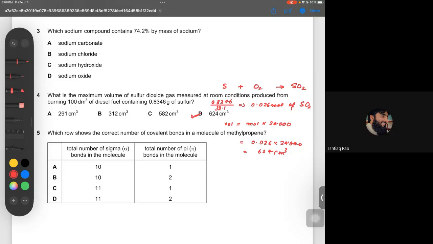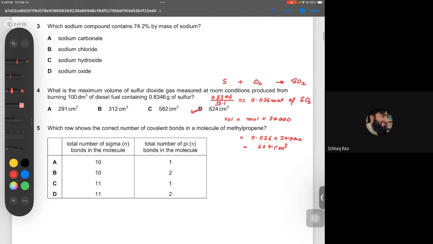Question number 5. Which row shows the correct number of covalent bonds in a molecule of methyl propene? Let me draw the structure of methyl propene. So this is your propene and this is your methyl. Okay, double bond, right? If you are going to count the number of pi bonds, it would be 1, 1, 1. You have two options, A and C.